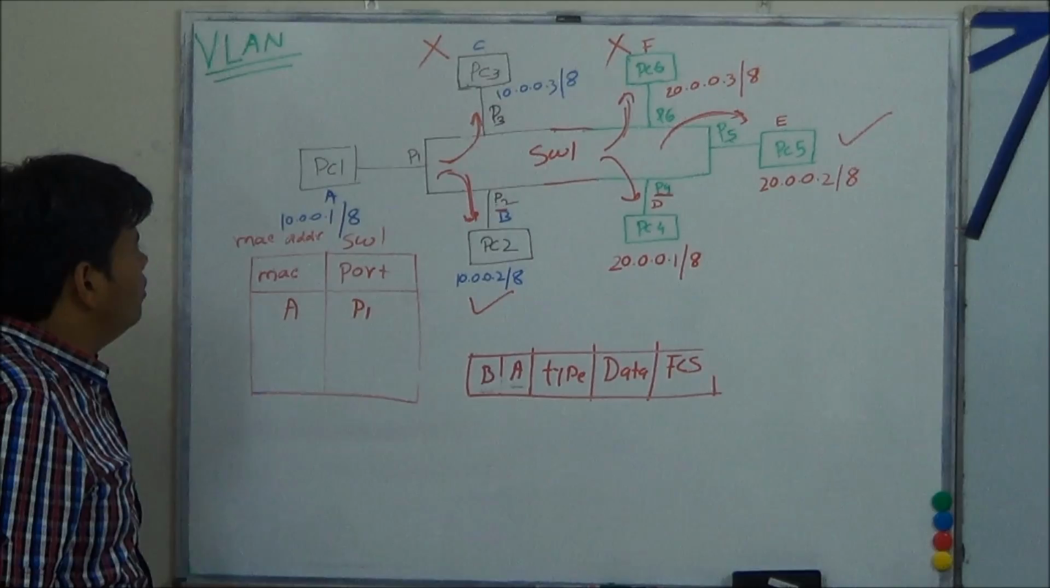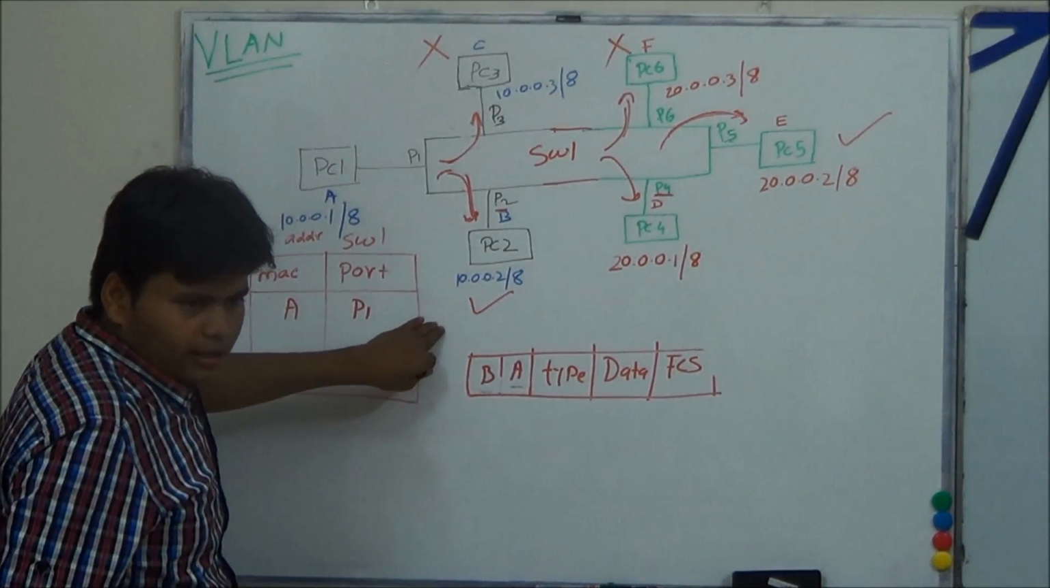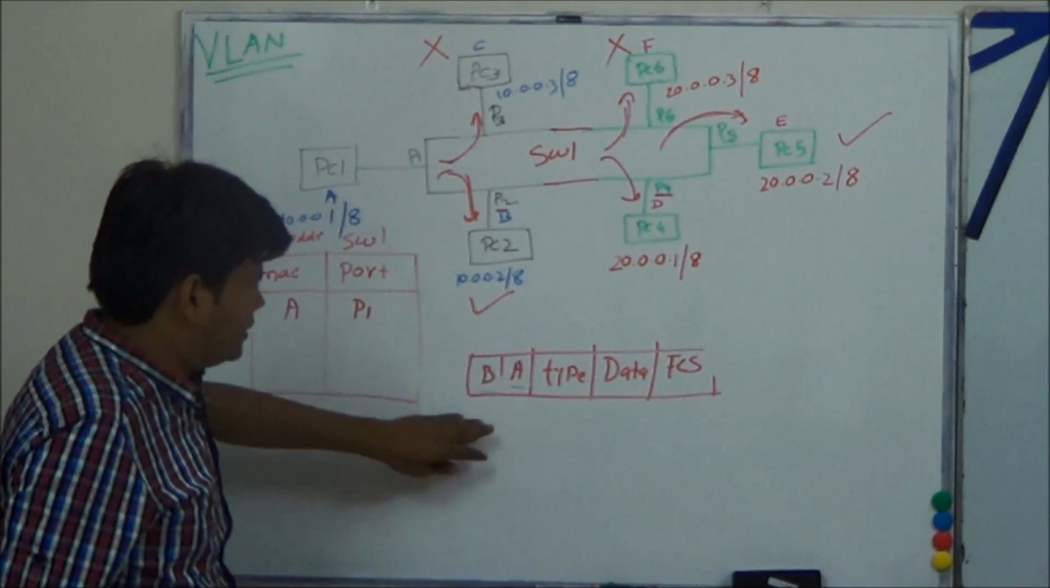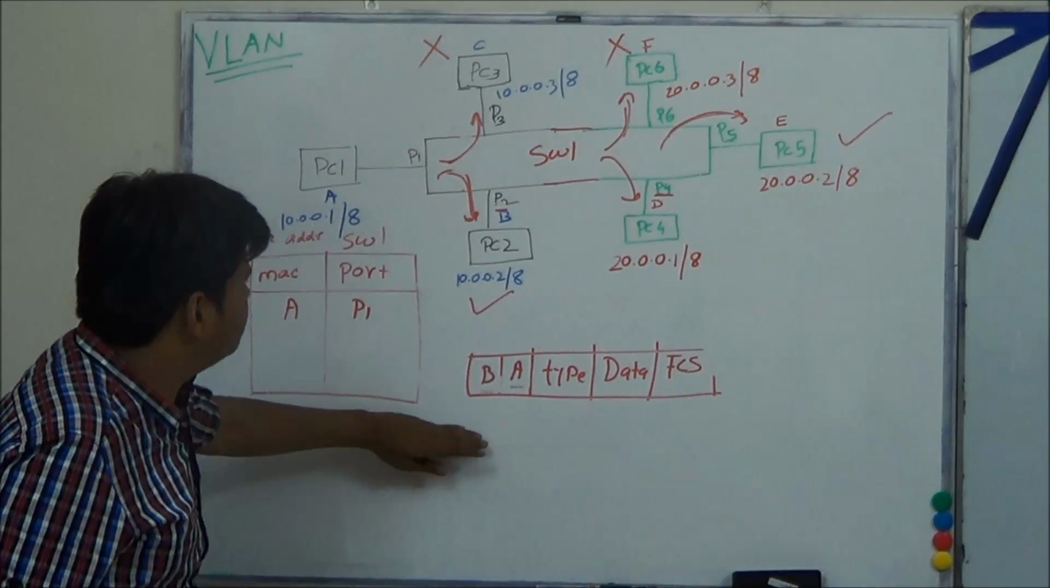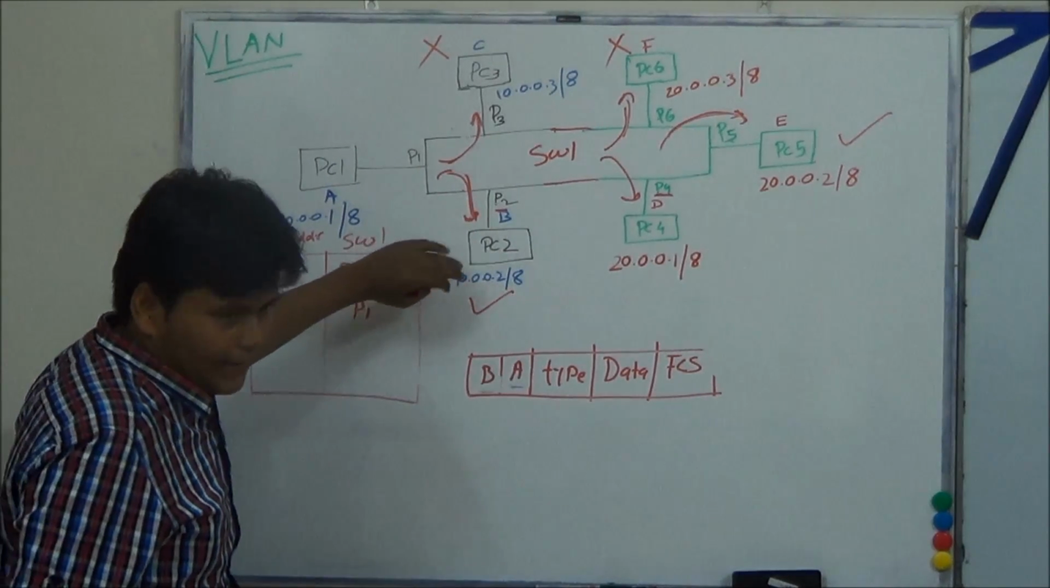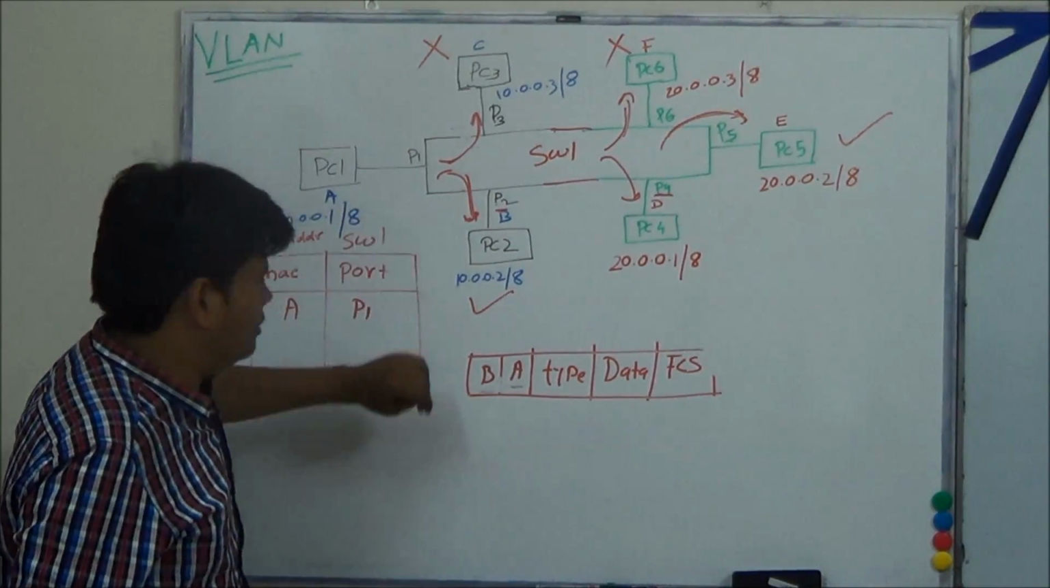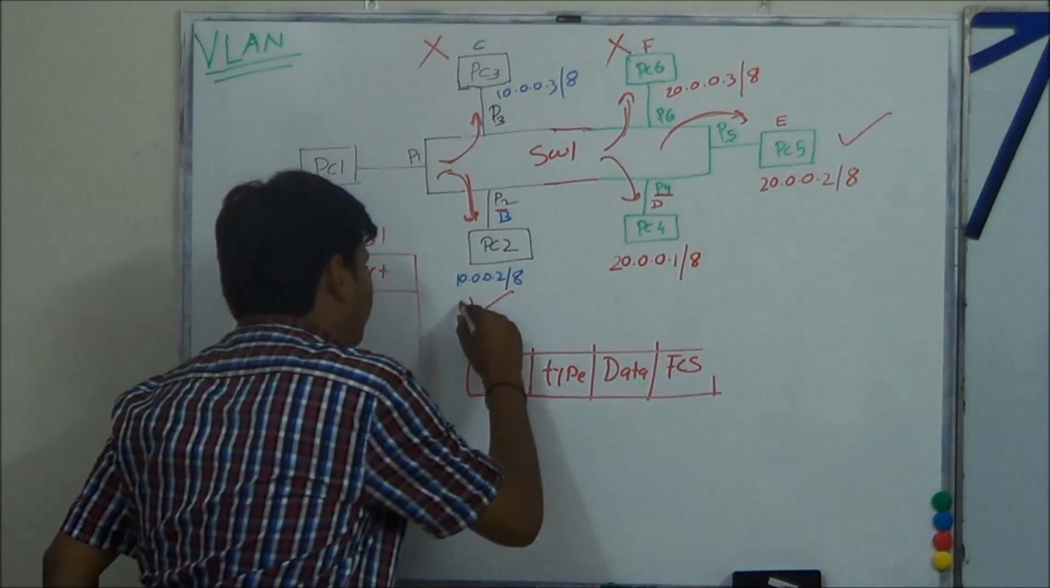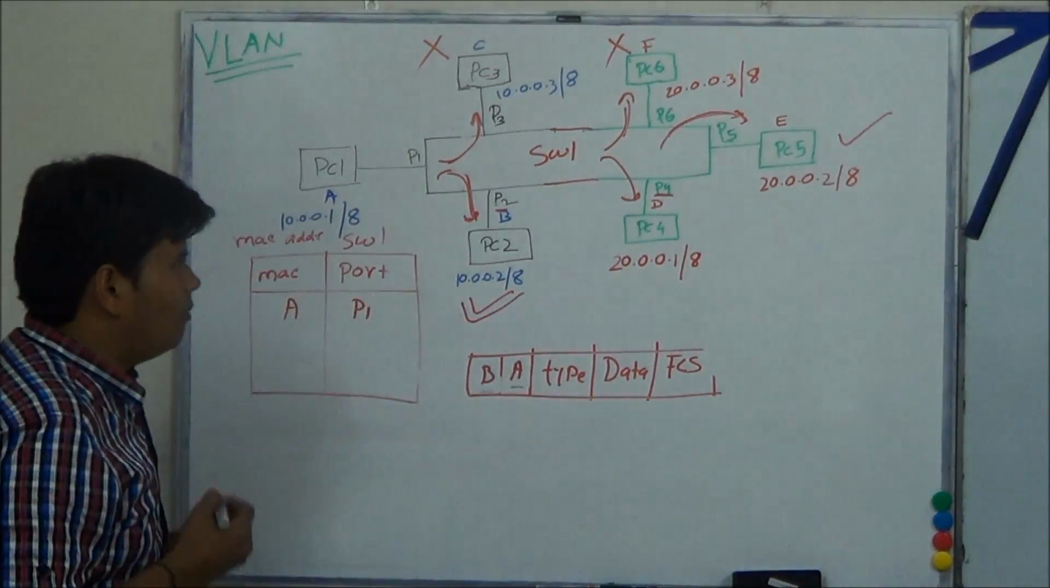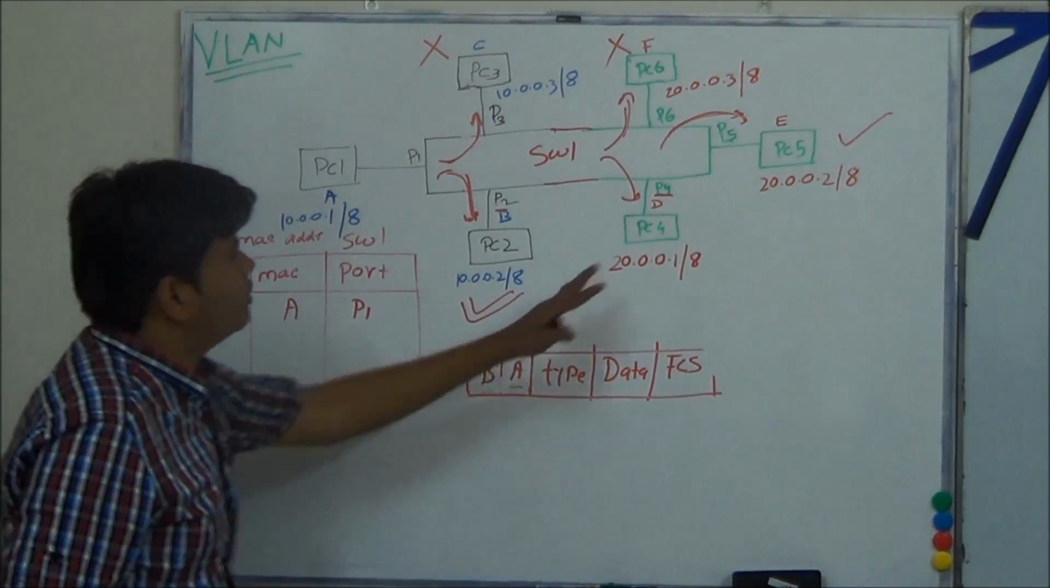Okay, now PC2 will receive that frame. It checks the destination MAC address of the frame, which is compared with its own MAC address, and here it matches, so it will accept. Fine, good. But problems may occur here.